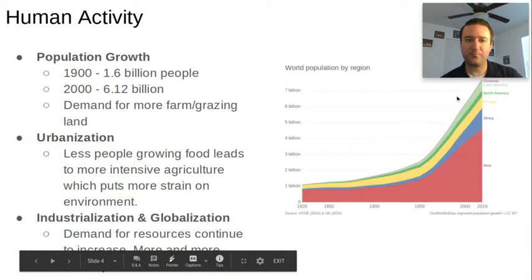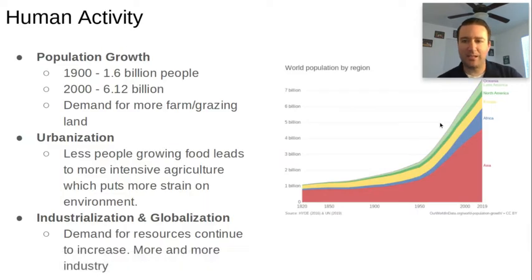So some of the human activity that contributes to this is the fact that we've had a massive population growth in the last 120 years or so, and it's going to continue to get bigger and bigger. The population of the world in 1900 was 1.6 billion people. In 2000, just 100 years later, it was 6.12 billion, despite the fact they had two world wars and everything.